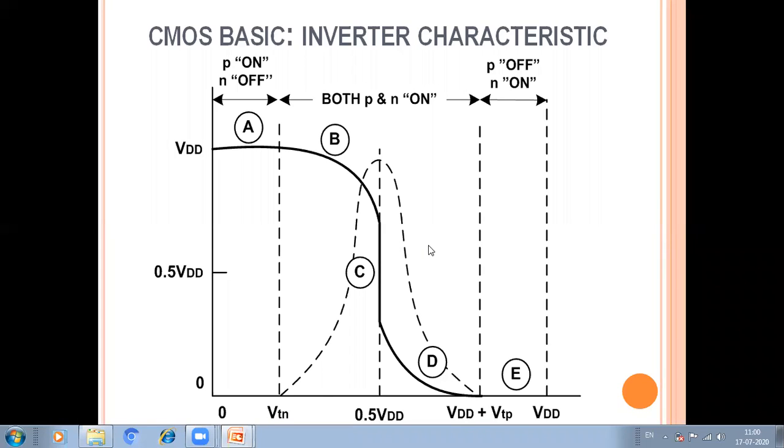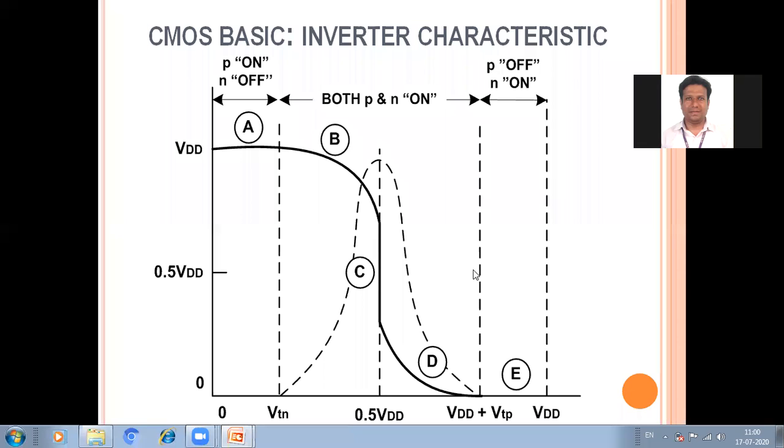And the third operating region is the saturation region. In the saturation region, again VGS is greater than the threshold voltage, but VDS is greater than VGS minus VT. At that time the region is the saturation region, and the current equation is IDS equals beta times (VGS minus VT) square divided by 2. So these operating regions are important for the MOS devices.